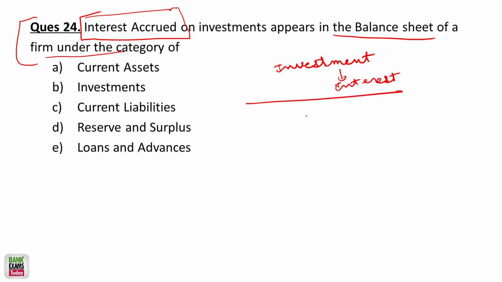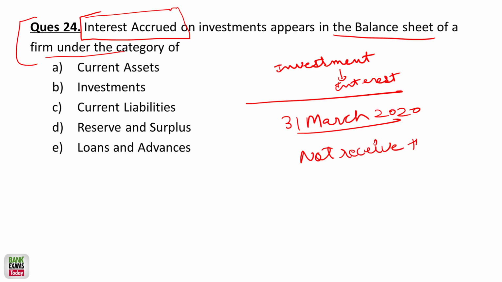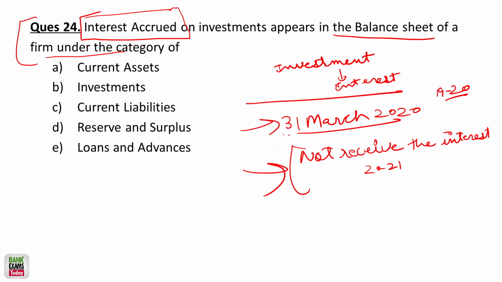Okay. So on 31st of March, let's say 2020, the interest is accrued in the previous year, but not received. You didn't receive the money, you didn't receive the interest. But that income is related to 2019-2020. If the money is received in 2020-2021, it is not an income of this year. This is income of the previous year, so it should be mentioned in the previous year only.